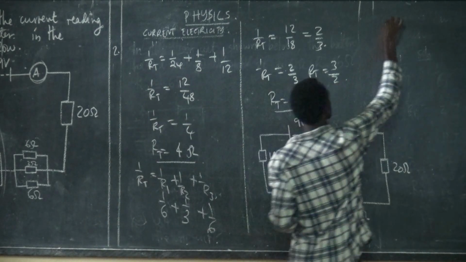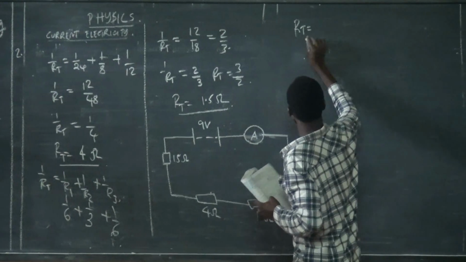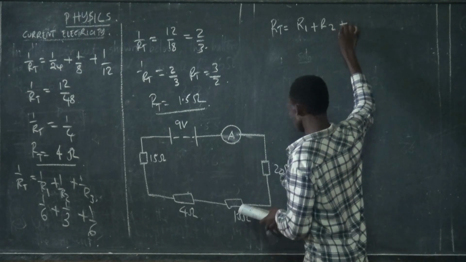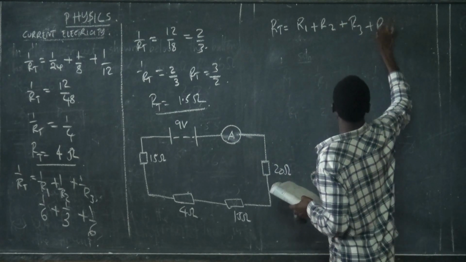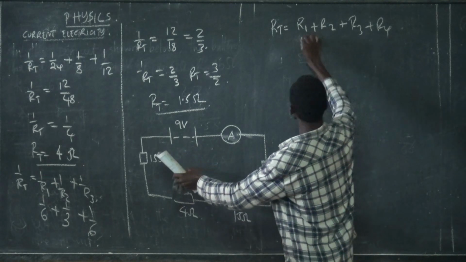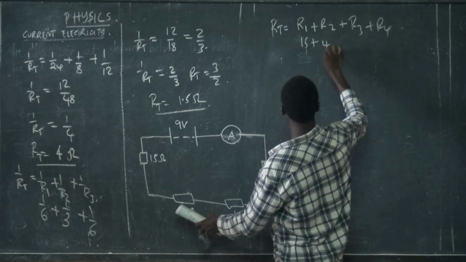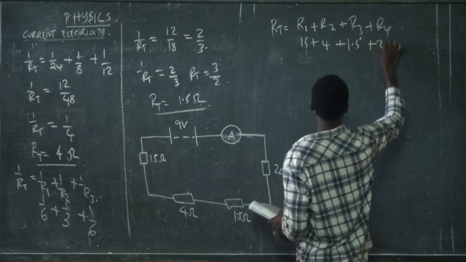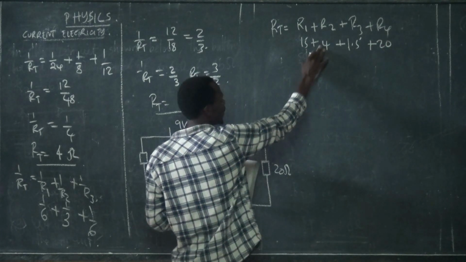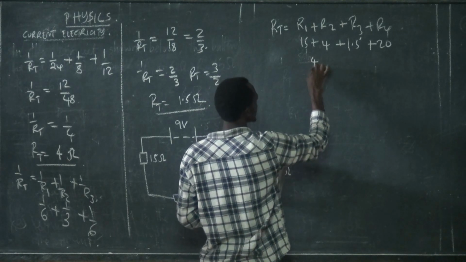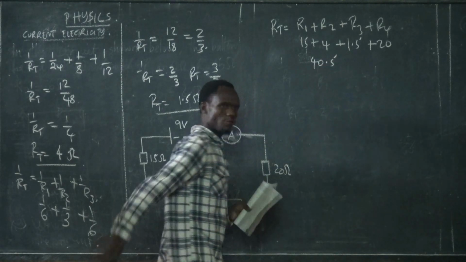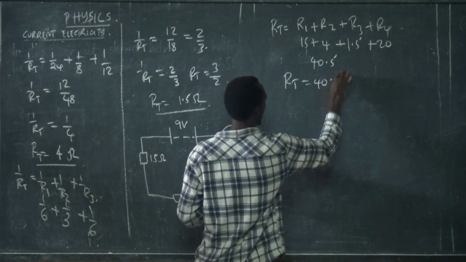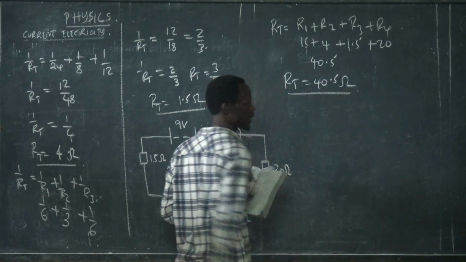Now the total resistance, R total, is equal to R1 plus R2 plus R3 plus R4. Now R1 is equal to 15, plus R2 which is 4, plus R3 which is 1.5, plus 20. Now it is 19, 39, then it is 40.5. Is it so? Now R total is equal to 40.5 ohm. This is the total resistance for the circuit.